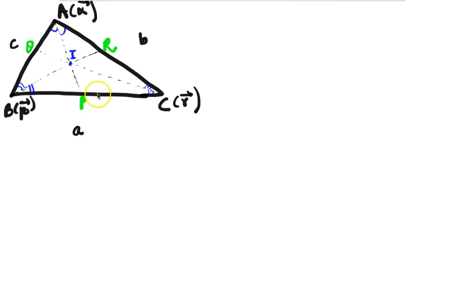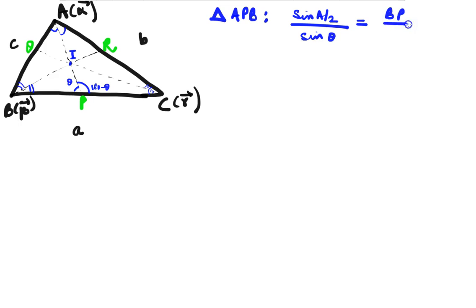To start with, let's first find out the position vector of P. So if this angle is theta, this angle is 180 minus theta. So in triangle APB, if I apply the sine law, sine of A by 2 by sine of theta is equal to the ratio of the opposite sides, which is BP upon C.